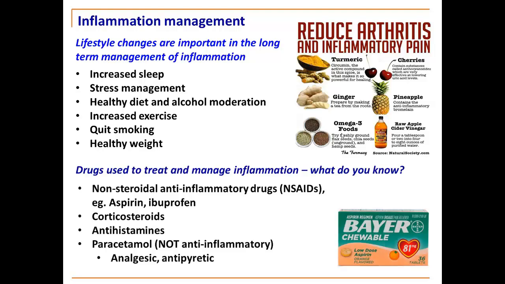So we have the non-steroidal anti-inflammatories, the NSAIDs, such as aspirin and ibuprofen. We have the corticosteroids. These are steroidal anti-inflammatory drugs, which are based on cholesterol, so hence it's a steroid hormone. It's based on the cholesterol steroid hormone cortisol, so it has strong anti-immune and anti-inflammatory properties. We have antihistamines. And we have paracetamol.